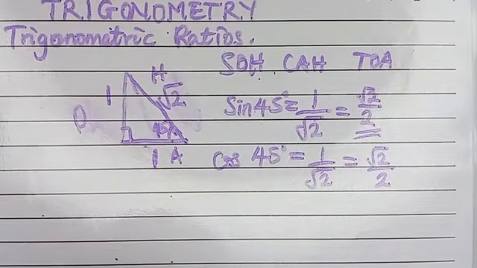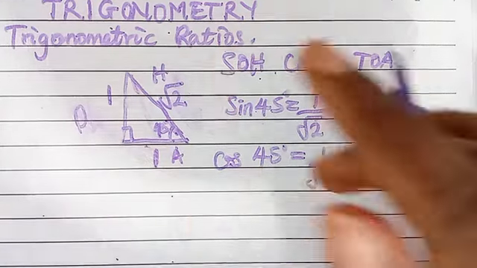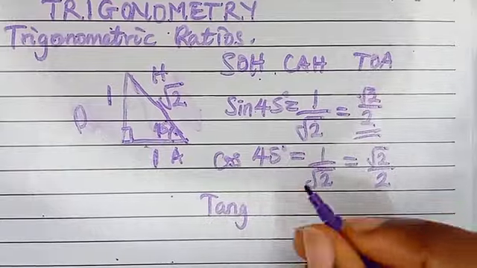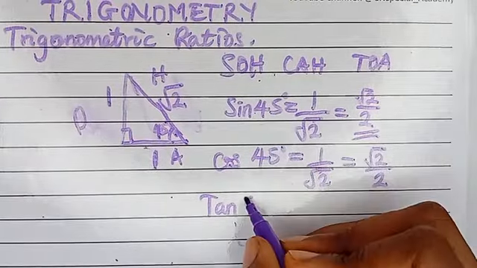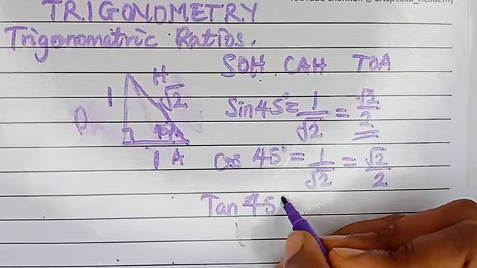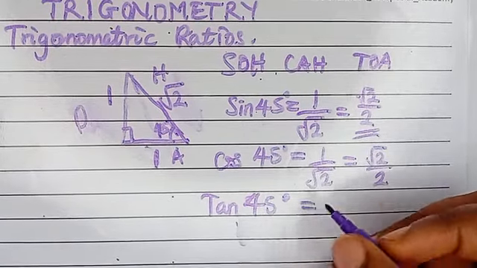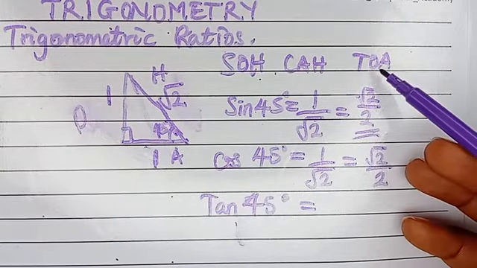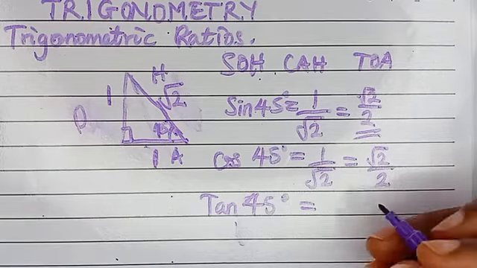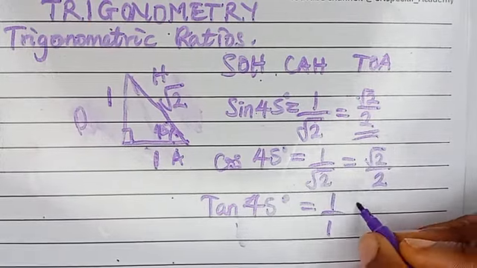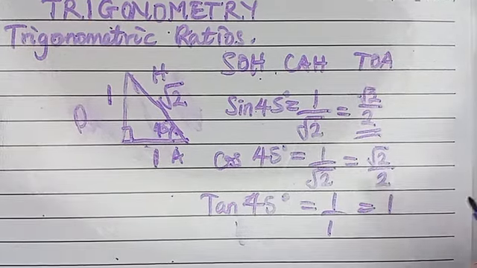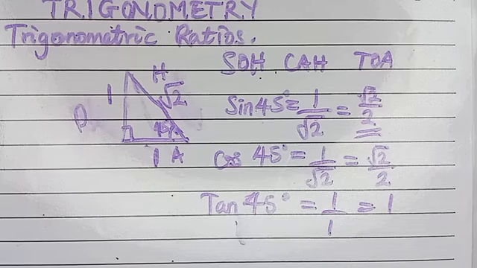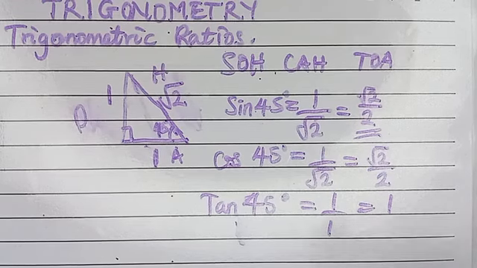Okay, so for tangent, that is tan 45 degrees, it becomes opposite over adjacent. So that is 1 over 1, which is equal to 1. So tan of the angle 45 is equal to 1. Okay, so this is for angle 45.